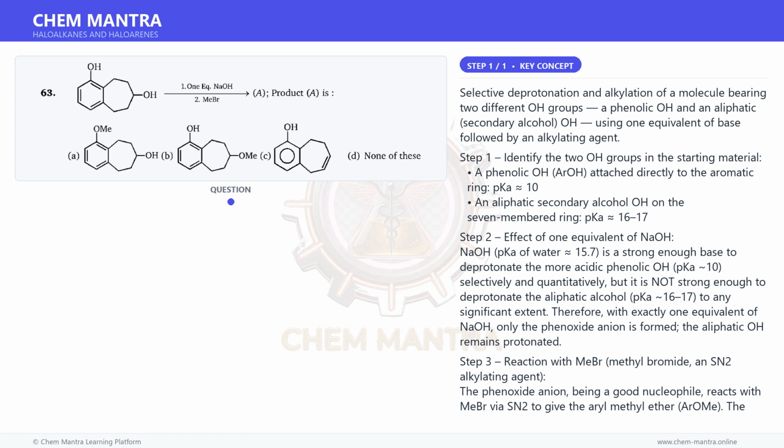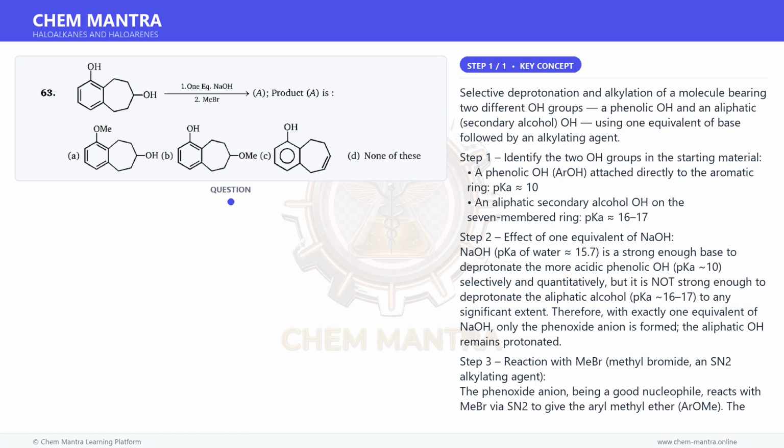Option B. This would require selective methylation of the aliphatic OH while leaving the phenolic OH free, which is the opposite of what happens, since the phenol is far more acidic and is preferentially deprotonated by NaOH.